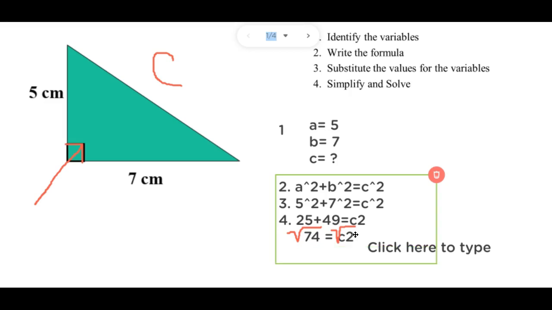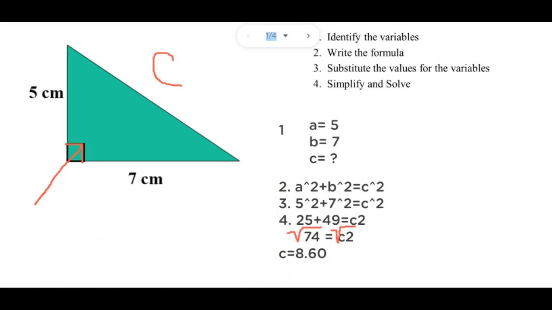C equals 8.60. And I'm just gonna get rid of this here, okay? I'm gonna work another example for you all so that you're clear on that. Let's go ahead and go to our second example.